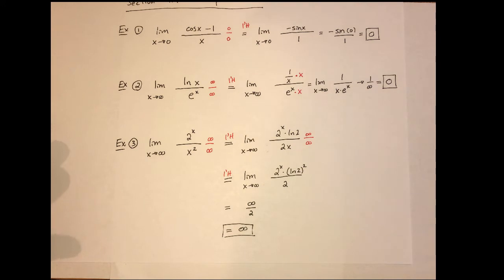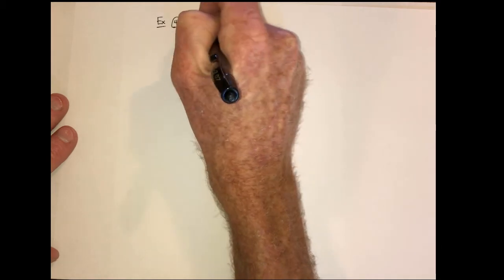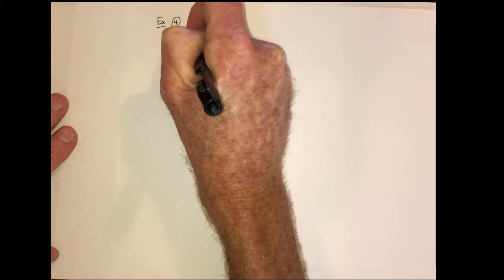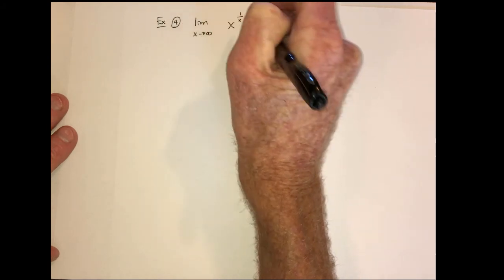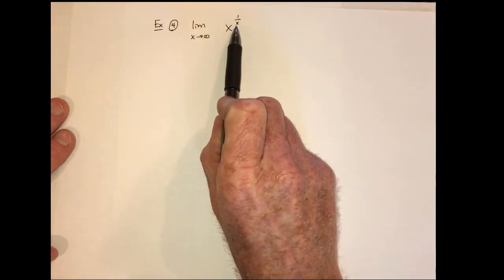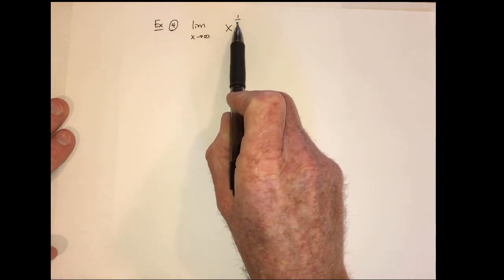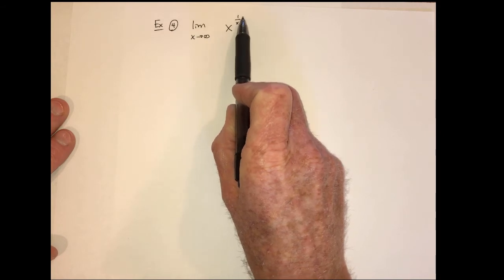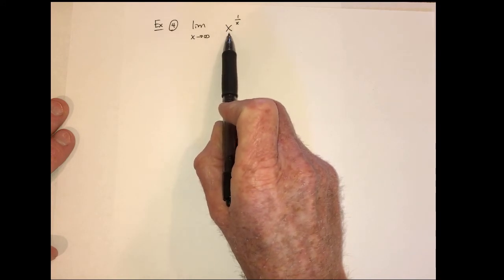All right, then on to some that may require a little more work. So for example number 4, what's the limit as x goes to infinity of x raised to the 1 over x? So if this little x right here is becoming infinity, that means this is 1 divided by infinity, which becomes 0. So this exponent is becoming very, very small, while at the same time the base is getting very big.